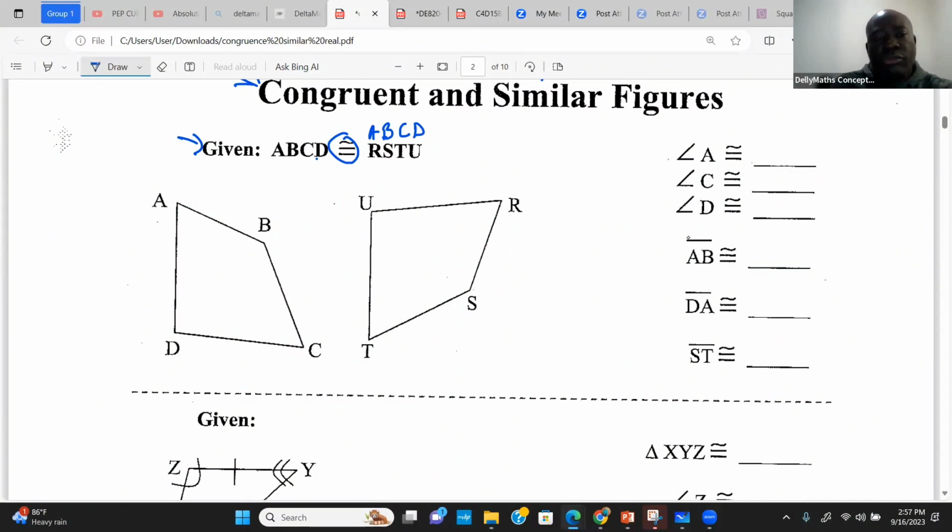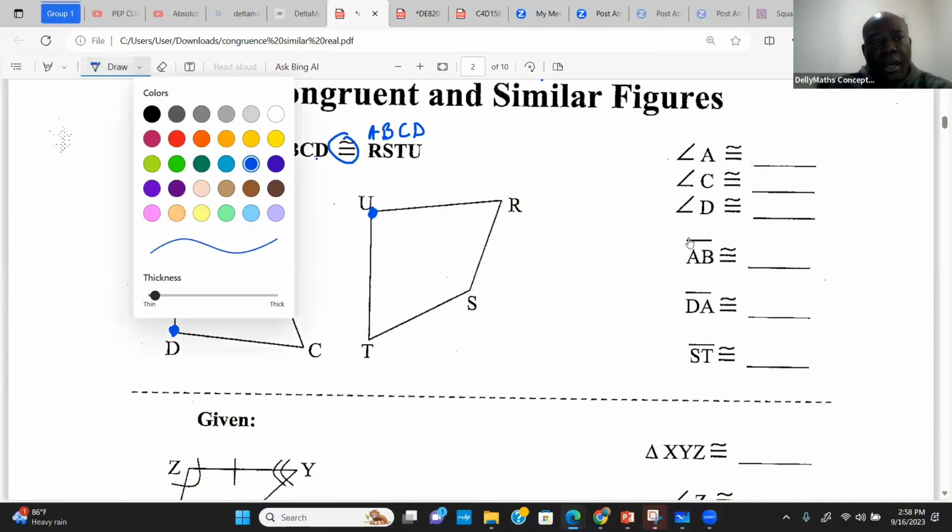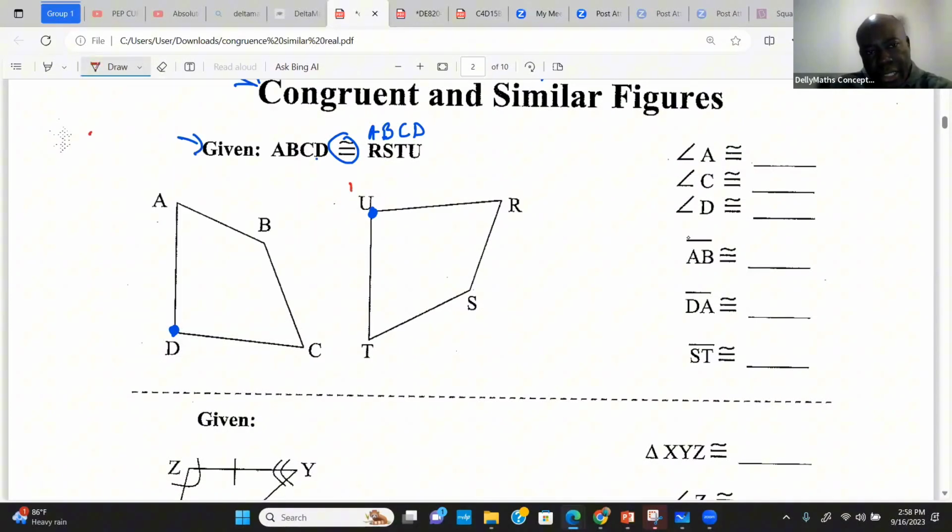Another thing you could do is select a part of the diagram that you think is exactly like the other one. For example, if I choose D here, if I look at the point D, it's going to look exactly like U. So when I look at the shape, I could think of the D like the U, which means I could have just written D here, and you could see the D and the U. Even here, you're seeing it already.